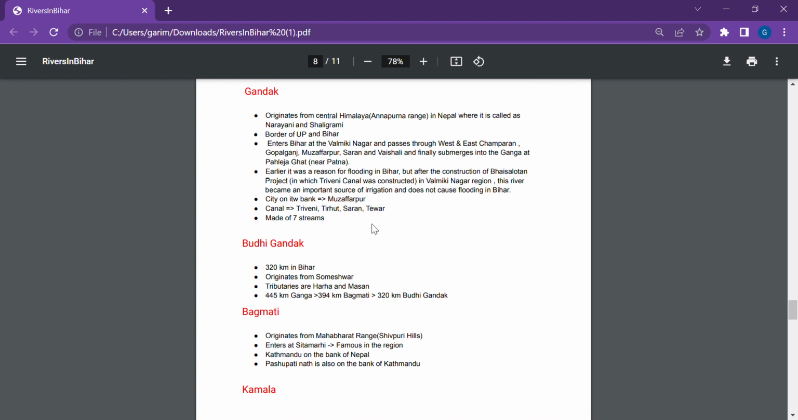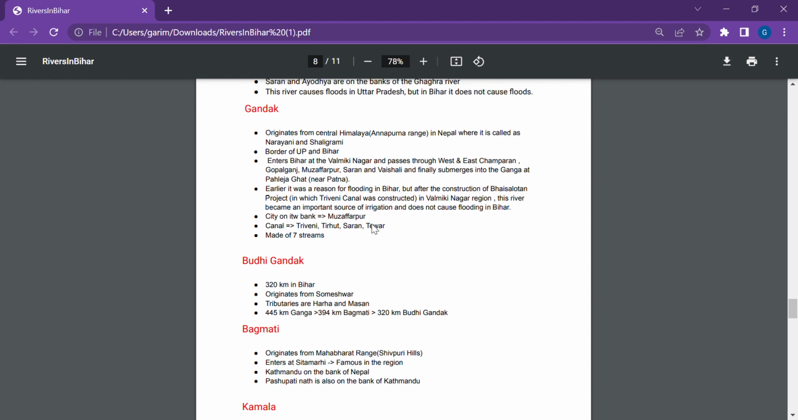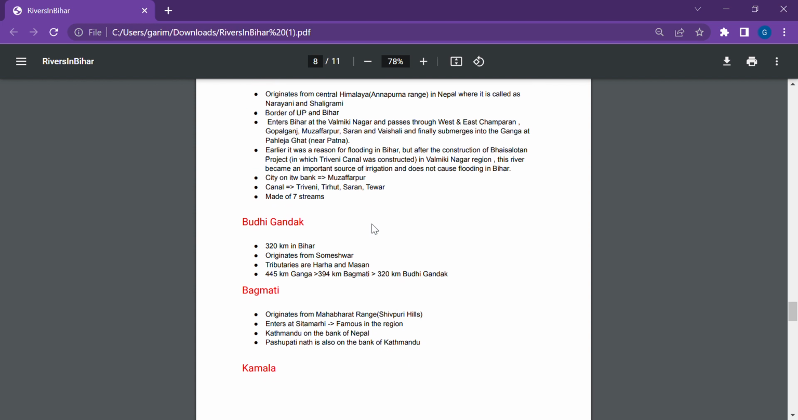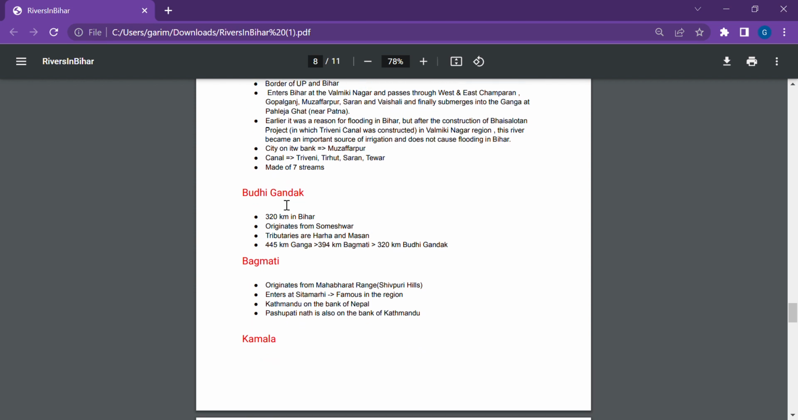It is made up of seven streams. That is why, I guess, it is called Sapt Gandaki in Nepal. Next one is Budi Gandak. It covers a length of 320 kilometers in Bihar and originates from the Sumeshwar hills, which is in Bihar. It has two tributaries called Harha and Masan.